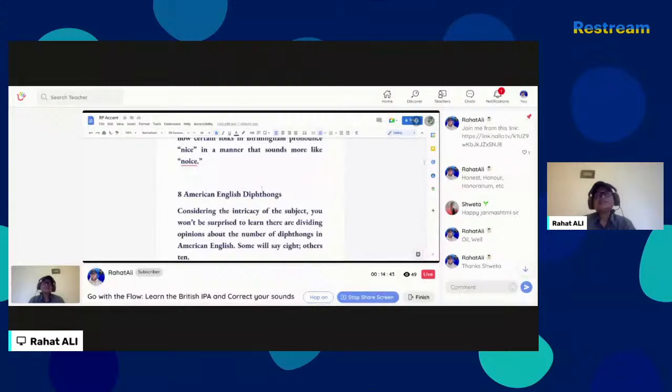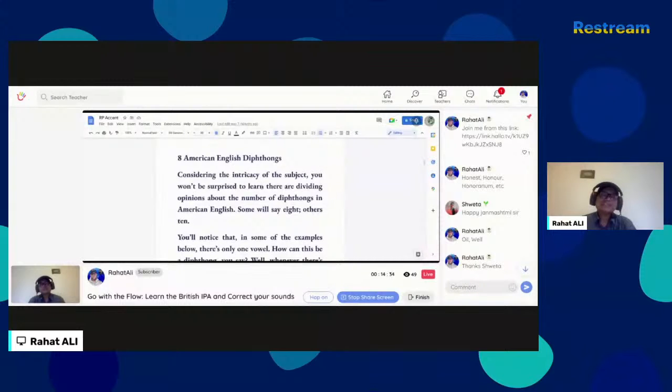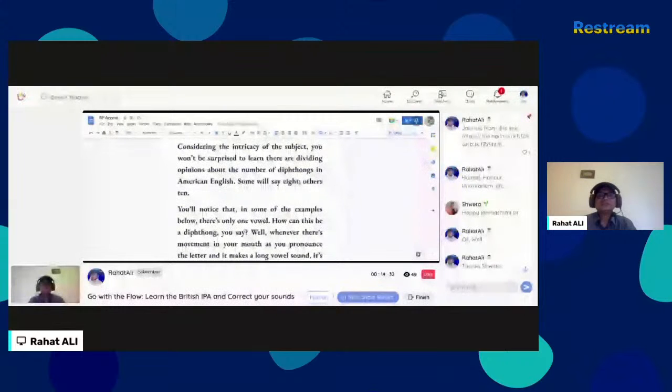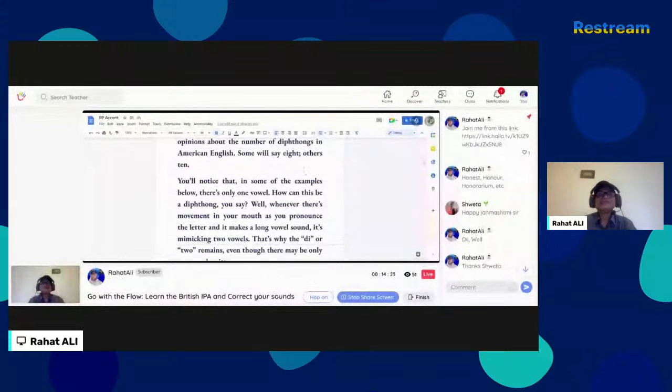So basically, there are 8 American English diphthongs, and they are also used in British English. Considering the intricacy of the subject, you won't be surprised to learn they're dividing opinions about the number of diphthongs. Some people say 8 and some say 10.